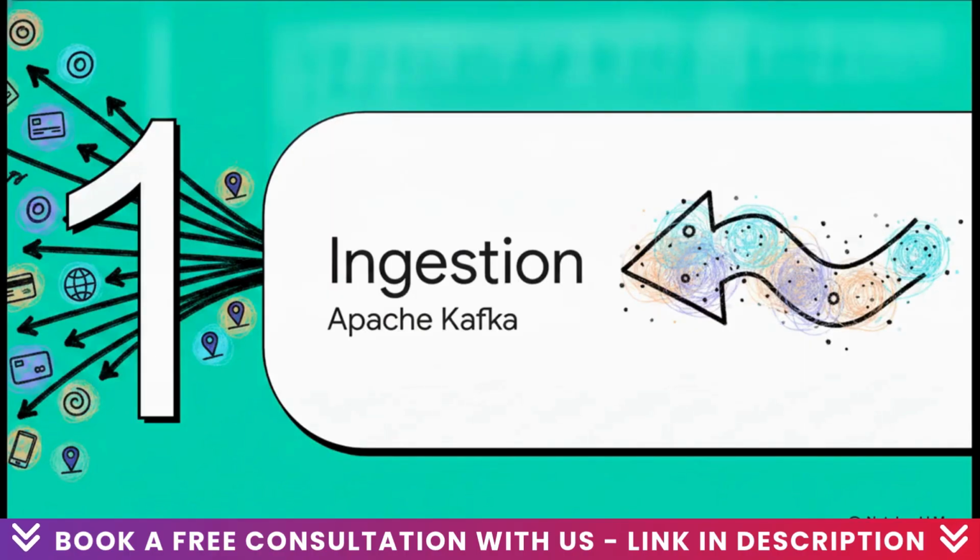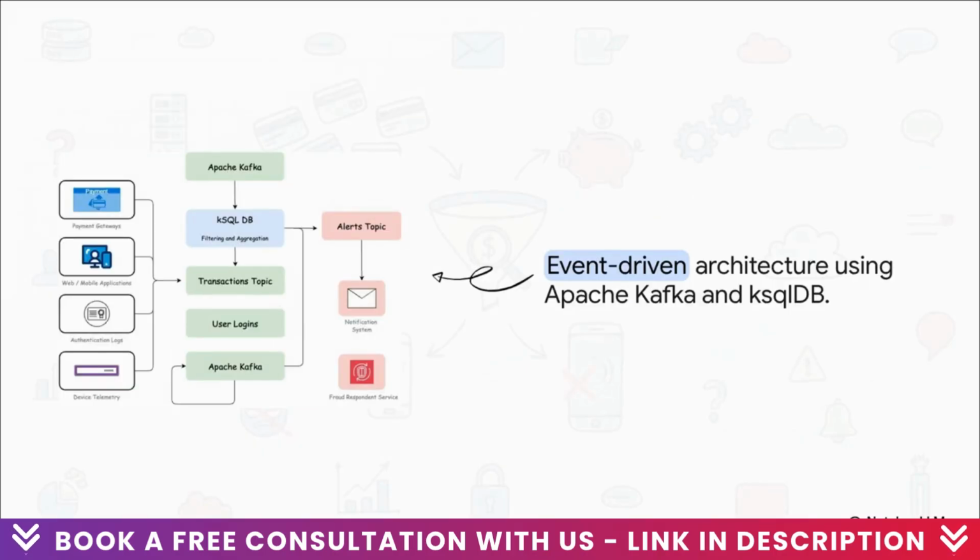Step 1, ingestion, featuring Apache Kafka. Our transaction's journey basically begins the exact moment a customer clicks buy, which sends a signal straight to the data layer. But remember, a bank isn't just dealing with your one transaction, right? It's dealing with millions globally, all alongside login events, geolocation pings, and device telemetry. And this brilliantly illustrates how it all comes together at the base level.